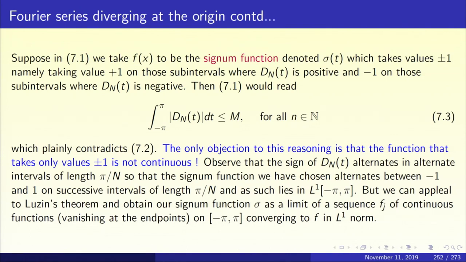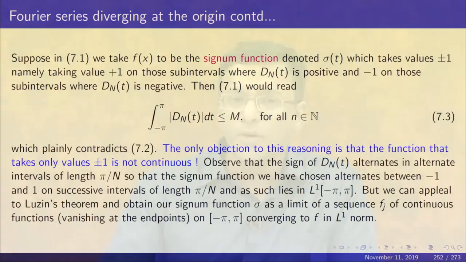Now we can appeal to Lusin's theorem and obtain our signum function sigma as a limit of a sequence of continuous functions on minus pi pi converging to f in L1 norm. Lusin's theorem says that every L1 function is an L1 limit of a sequence of continuous functions. So this signum function, which is in L1, can be approximated by continuous functions in L1 norm. And I can further assume that these continuous functions vanish at the two ends minus pi pi, so it has a 2 pi periodic extension.